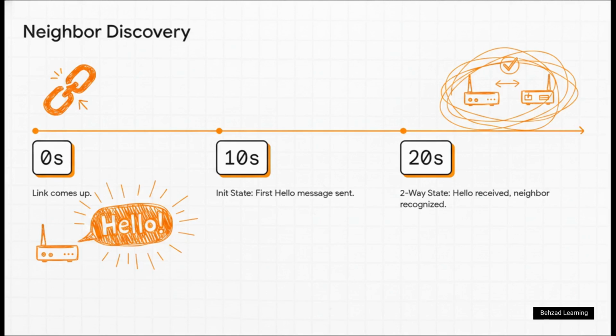Let's look at how this builds chronologically. At 0 seconds, the link comes up. A router sends out its very first hello message containing its name tag, which places the potential neighbor into what's called an init state. Then, when that neighboring router actually replies with its own hello, acknowledging the first router's name tag, they reach a really massive milestone, the two-way state. At this exact moment, they officially recognize each other as OSPF neighbors.